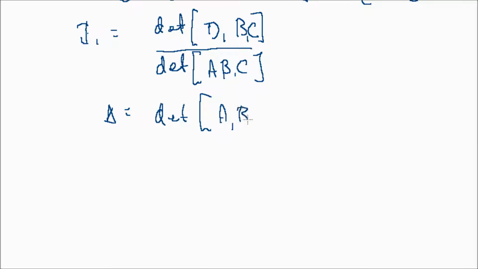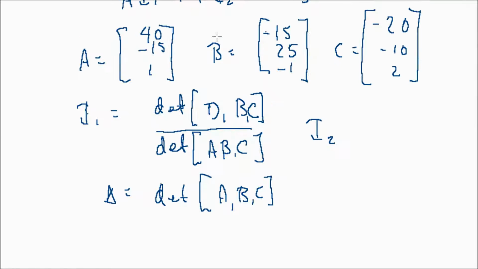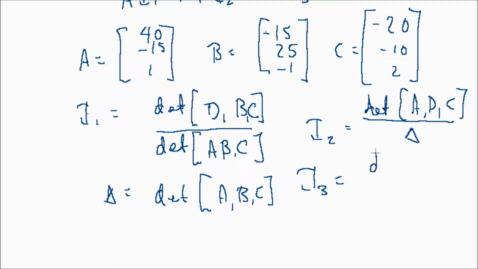Remember, what we're doing is replacing columns to determine the numerator, and this is the denominator. I2 is equal to the determinant of A, then D replacing the B column, then C, divided by delta. And I3 is very similar: the determinant of A, B, D, divided by delta. So delta is our denominator in all three of these equations.